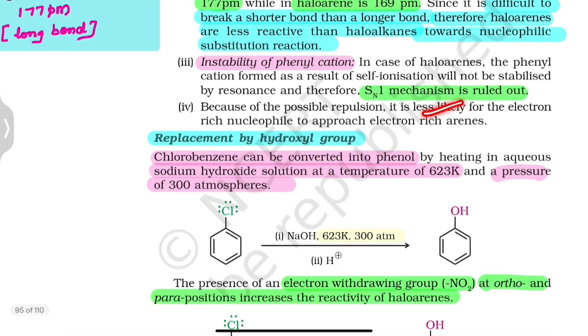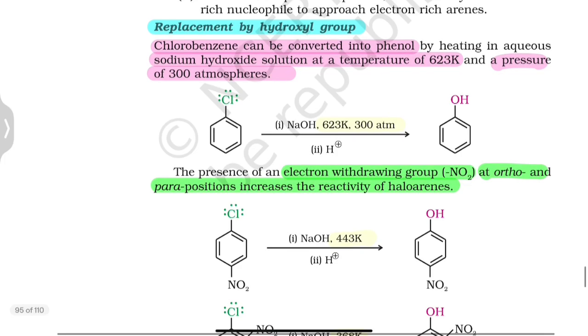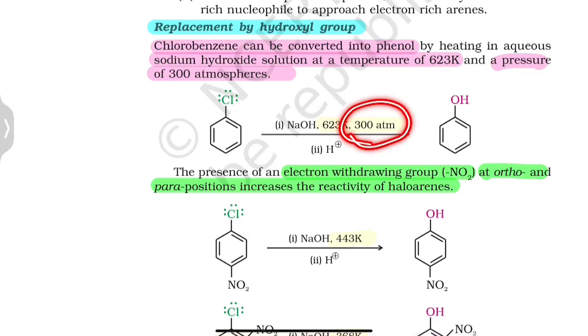So till now what we have seen is that it is difficult for haloarenes to show nucleophilic substitution reaction, but under drastic conditions they do show it. These are the examples we are going to study, that is, replacement by hydroxyl group. Take chlorobenzene. Here you can see the drastic conditions: the temperature is very high, 623 Kelvin, and the pressure is 300 atmosphere, in the presence of a base and H+ ion.